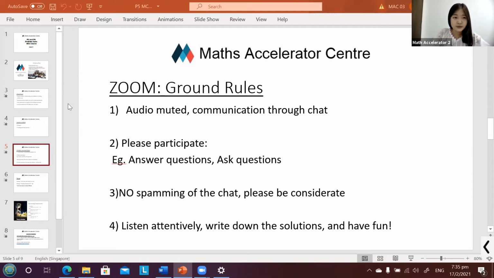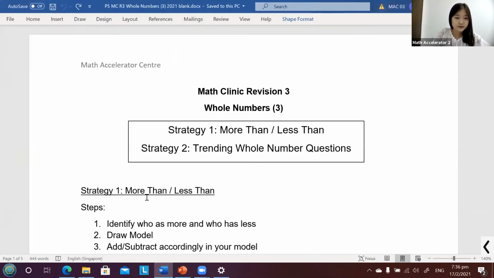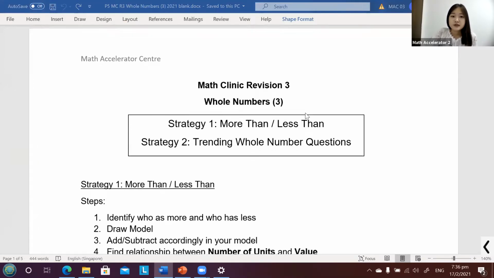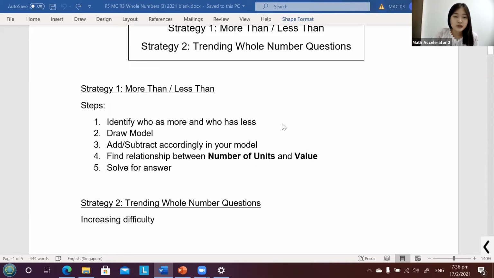So let's look at today's lesson. I'm going to start now. This is strategy 1, where we'll be going through more than, less than type of questions.